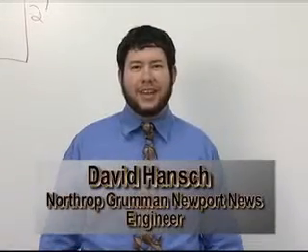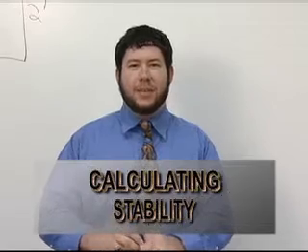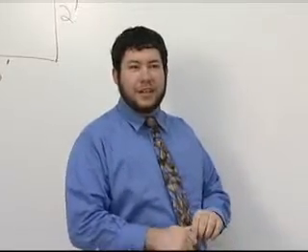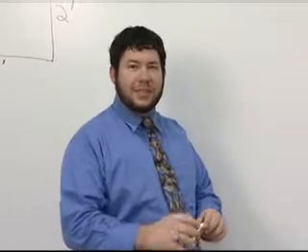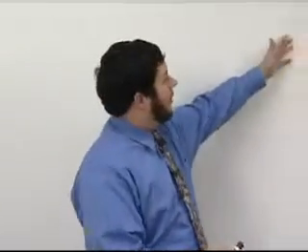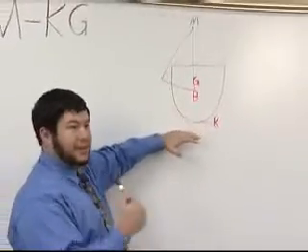Hello, my name is David Hanch, and I will be explaining how to calculate the stability of the vessel in this section. The stability of the vessel is measured in terms of GM, which is the distance from the center of gravity to the metacenter, and that can be shown in this plot here, where we've plotted out a few of the points that we're going to discuss.